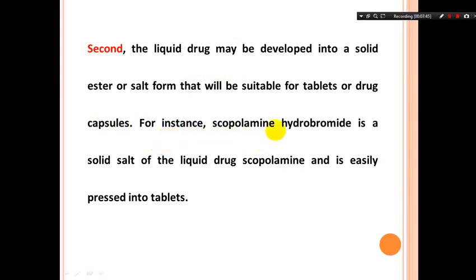For example, scopolamine is a liquid drug. We convert it then to scopolamine hydrobromide اللي هو salt لهذا الدرug، وبالتالي easily compress into a tablet.